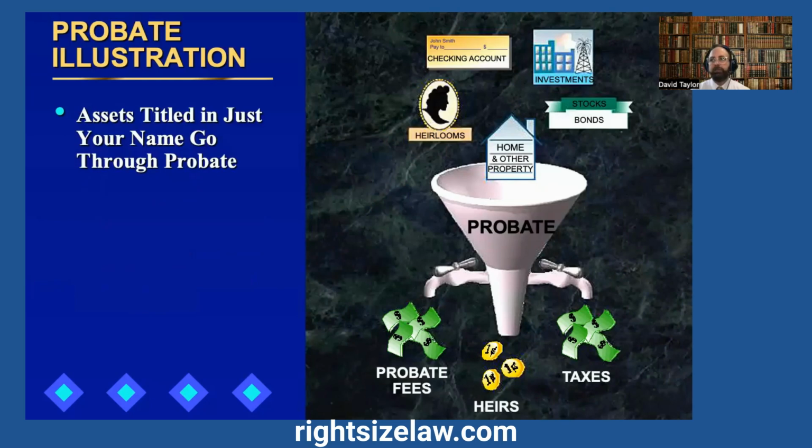This is an illustration that shows the estate that we talked about earlier. It goes through the probate process, and at the bottom of that funnel are heirs. But before that property is received by your heirs, there are probate fees and taxes that are siphoned off. And you can see in this example, there are pennies received in exchange for your property, and the dollars are sucked off.